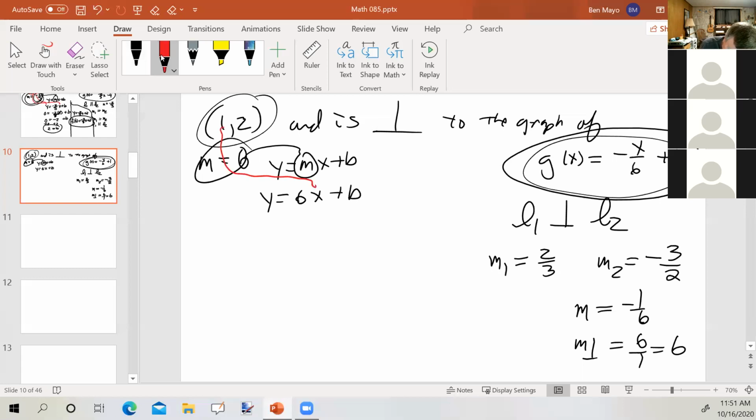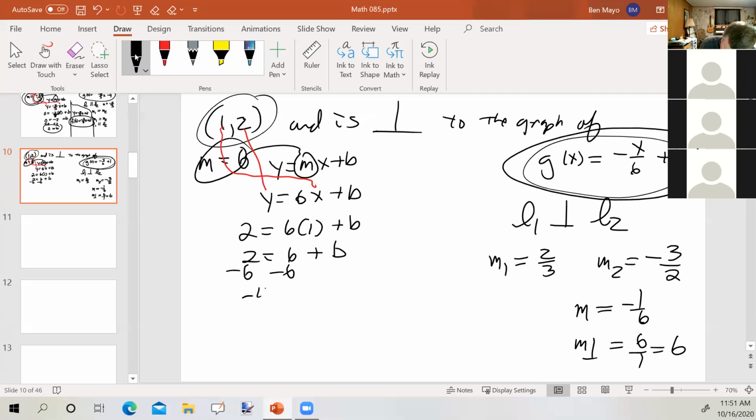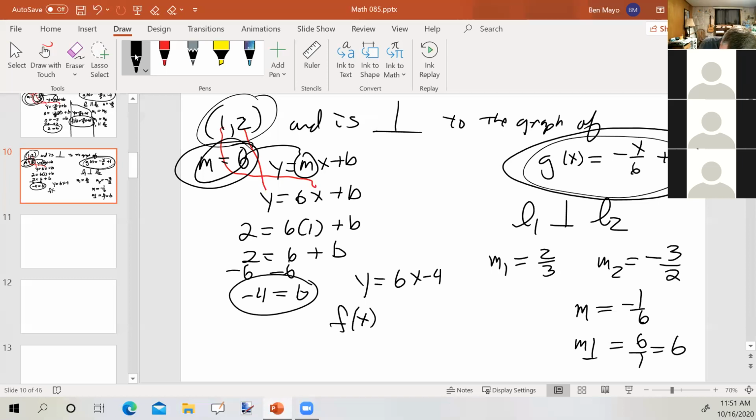X is going to be 1. Y is going to be 2. So 2 equals 6 times 1 plus b. 2 equals 6 plus b. Subtract 6. Negative 4 equals b. So I know the slope is 6. The y-intercept is negative 4. So y equals 6x minus 4. But as a function, f of x equals 6x minus 4.